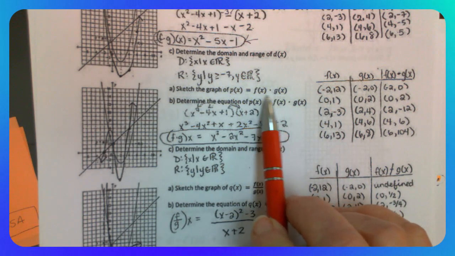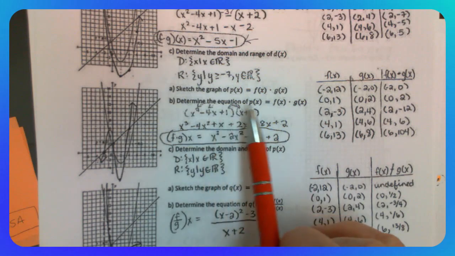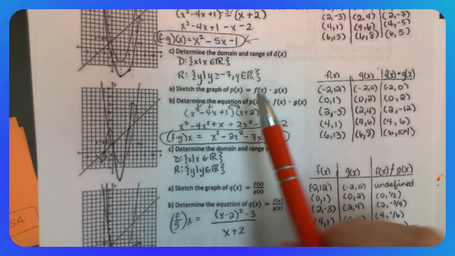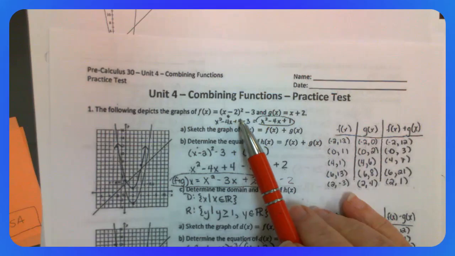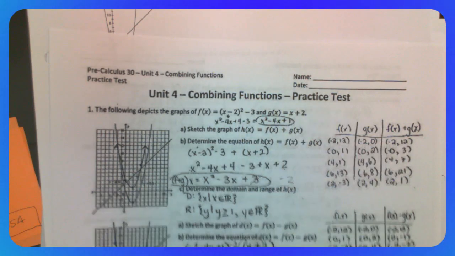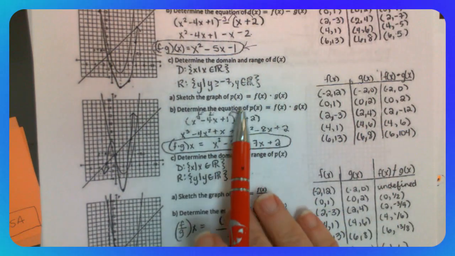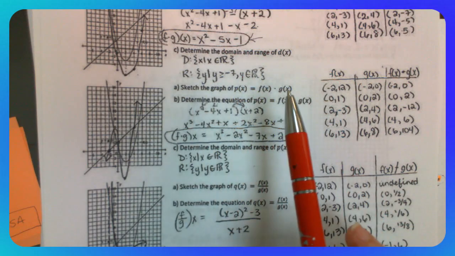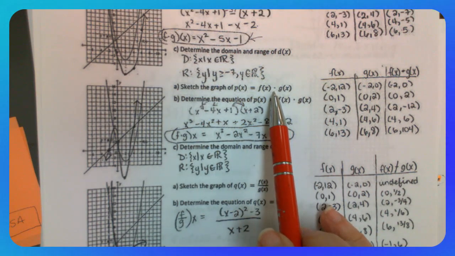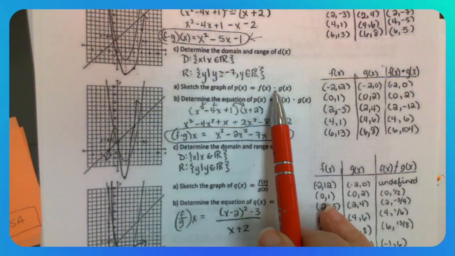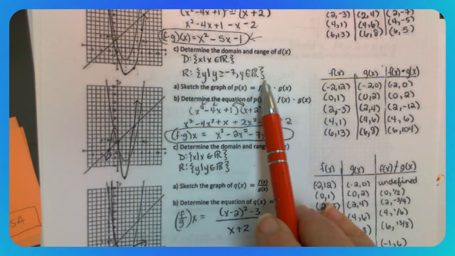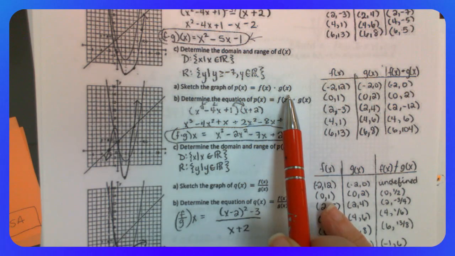So to put this in your calculator, you're going to put these two functions in separately, and then you just say f of x plus, minus, or multiplication or division. This time we're multiplying. So f of x times g of x once you have the equations in your calculator.